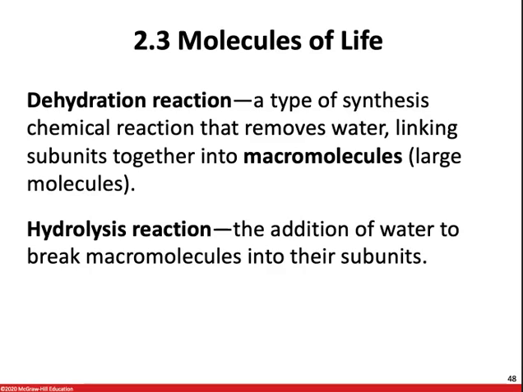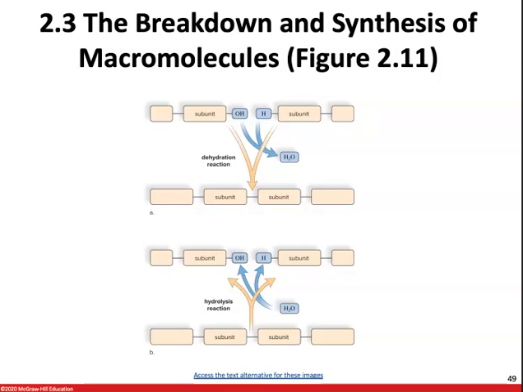So to build it up, we're going to string these subunits together through a dehydration reaction. To break them up, we're going to use a hydrolysis reaction. This is a chemical reaction in which a water molecule is added to break down a covalent bond. This is used to break down polymers into monomers. As an example, the digestion of starch into glucose monomers.